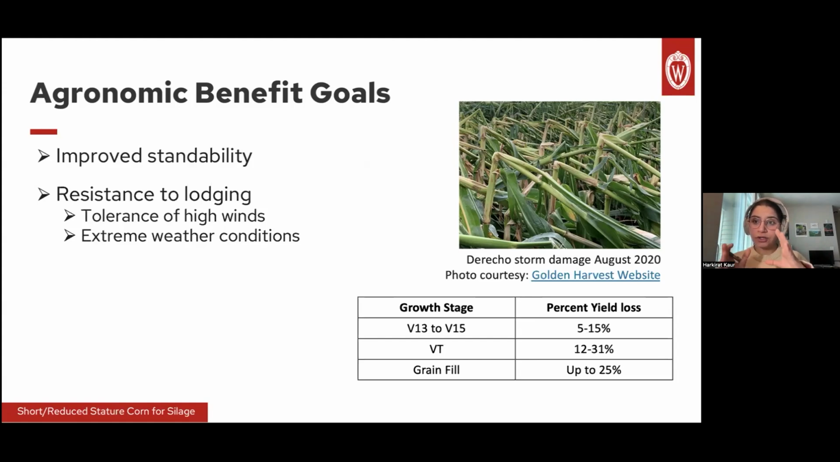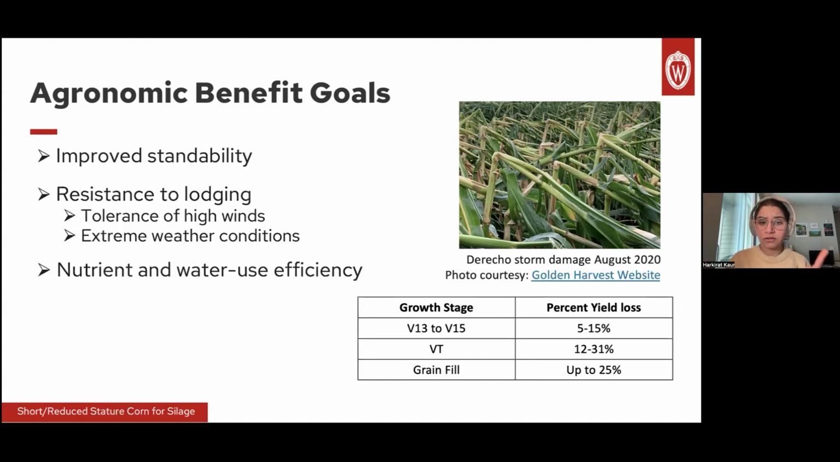If you remember from the picture I showed you a few slides ago, the differentiation of short corn and tall corn begins around V10. That means the stages where lodging damage would impact the plant are where the differentiation has already occurred, and the plant can be preserved from that damage.